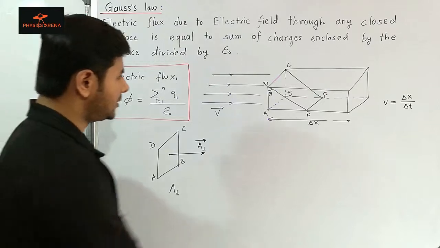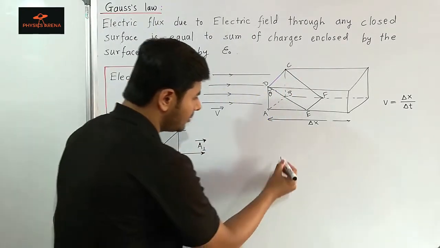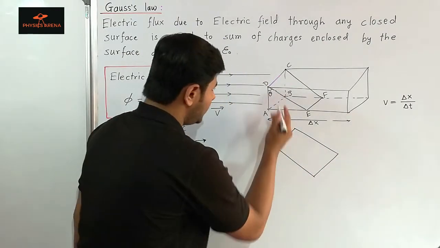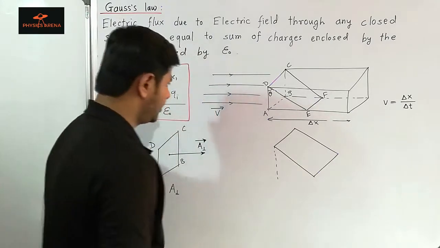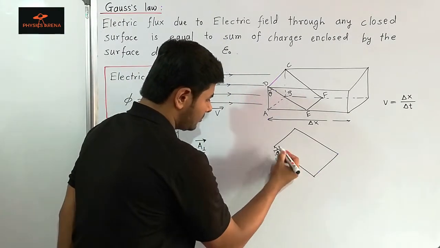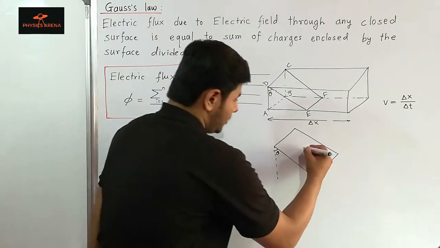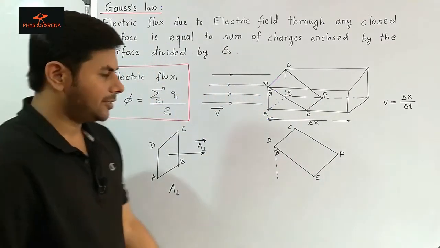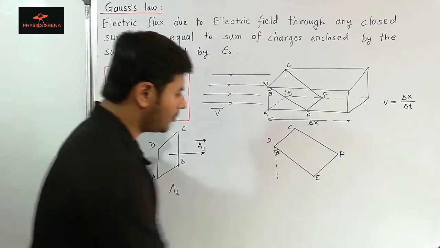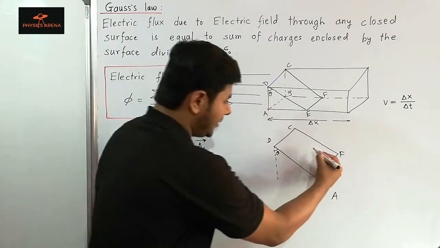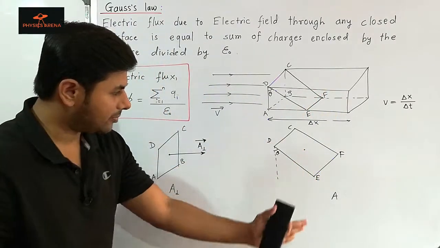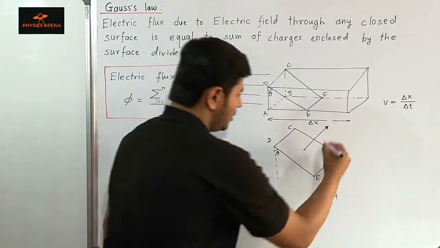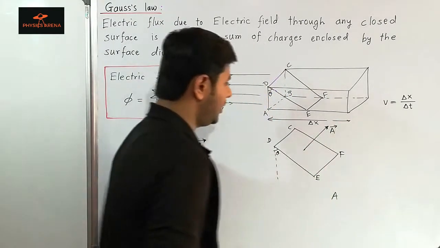So similarly, let's consider this surface CDEF. It is inclined at an angle theta to this ABCD. So this is CDEF, and the magnitude of the area of CDEF was A. Its direction is along the normal to the plane of CDEF. So it's like this. So this vector is A bar.